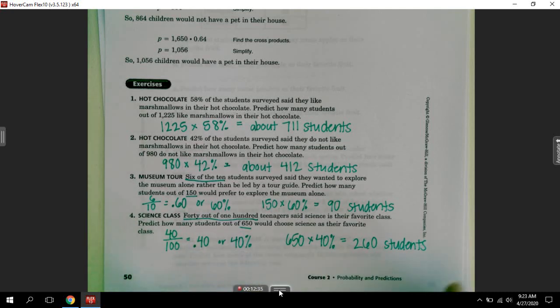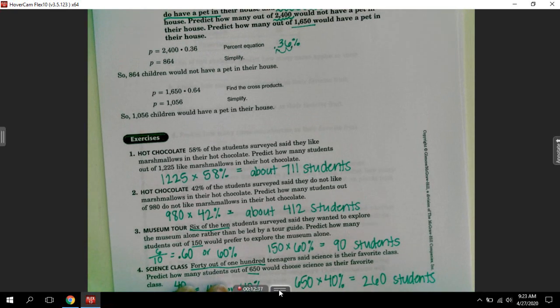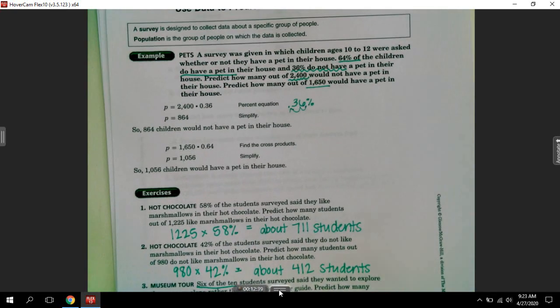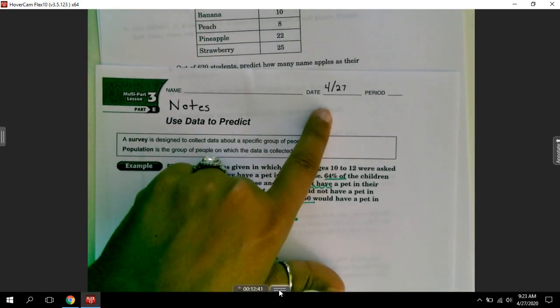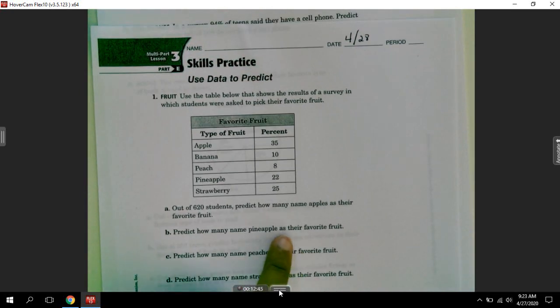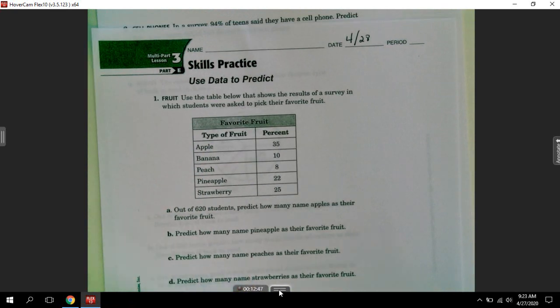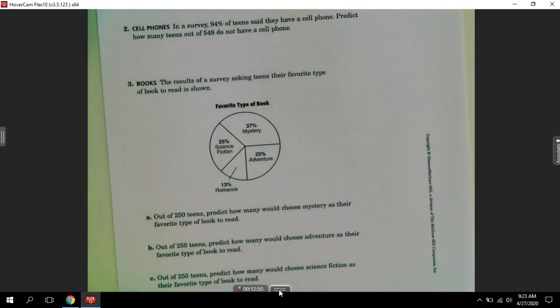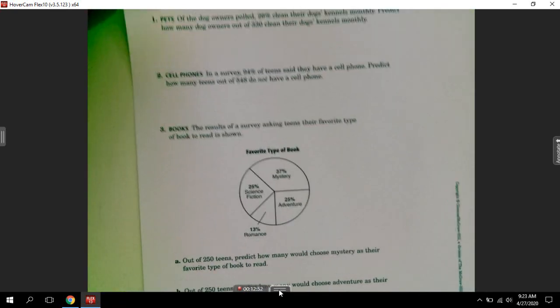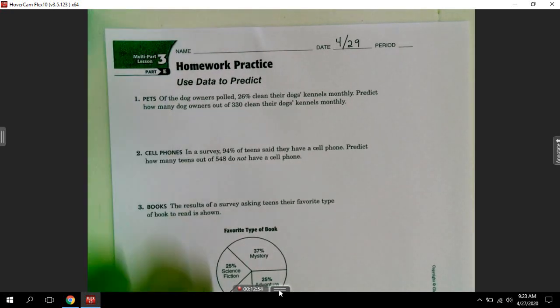So you don't really have anything else to do today. This was today's work, and then the next page is Tuesday's work. So this is all for you to do on Tuesday, and then on Wednesday you have this page. And then I will video another lesson for you, and I will post that other lesson on Thursday, and then you can do those last 2 pages of the packet on Thursday and Friday.